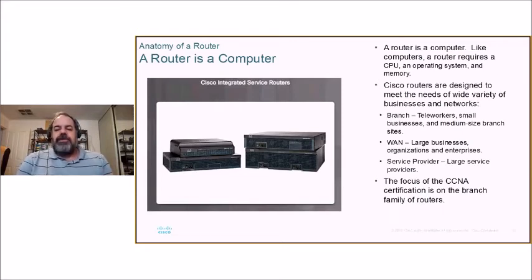So Cisco routers are designed to meet the needs of a wide variety of businesses and networks. You have branch routers, which are a bit smaller with a lower capacity, and then you have WAN ones, and then you have service provider ones, and they get bigger and more expensive as they go. We'll look at branch routers, but the command line interface on branch routers and service provider routers is pretty much the same. The service provider one is probably just going to have a much more powerful CPU, more storage, and a lot more network interfaces.